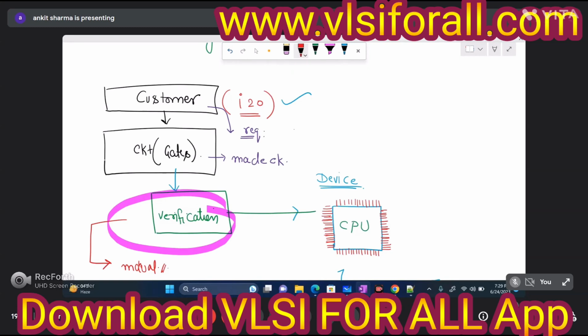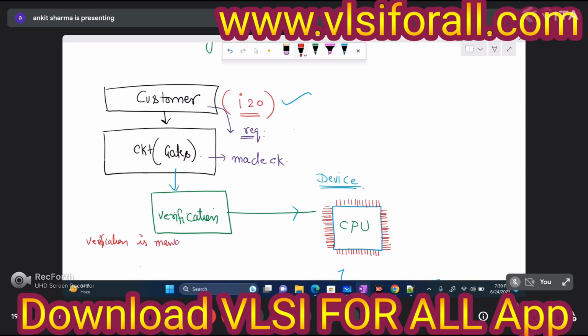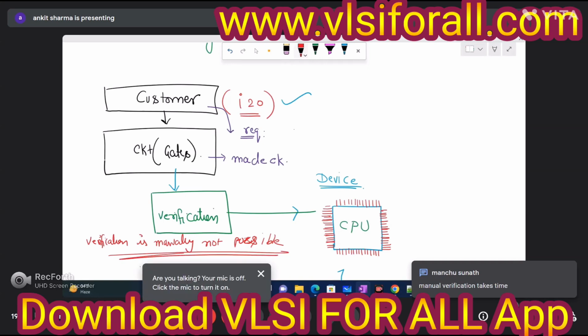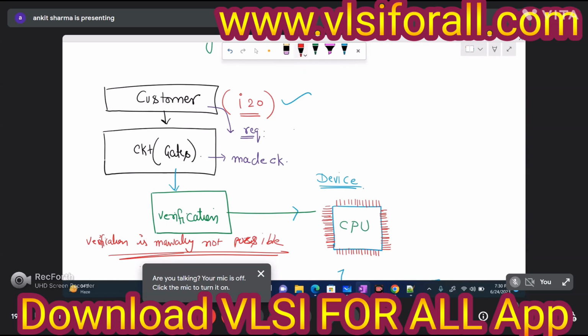Can a human being give inputs like what a laptop, the memory and the rest of the things will give as input? There are a huge amount of inputs, like 2 to the power 500, so it is almost not possible. So here verification is manually not possible.